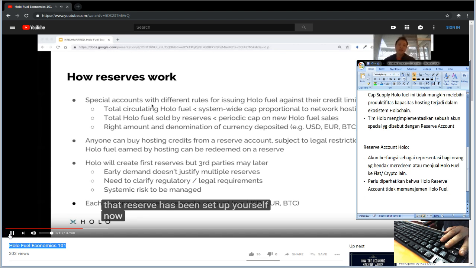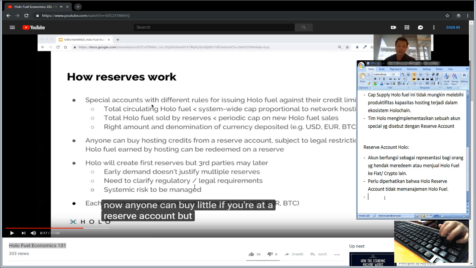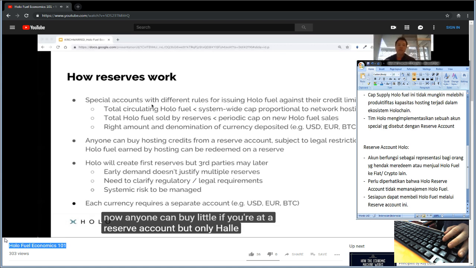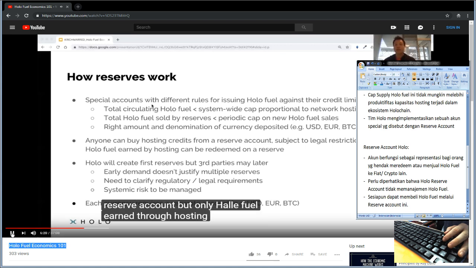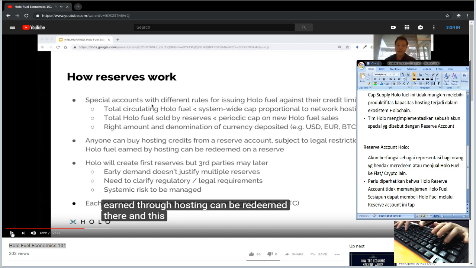Now, anyone can buy Holo Fuel at a reserve account. Sesiapapun dapat membeli Holo Fuel melalui reserve account ini. Oke. Lalu but only Holo Fuel earned through hosting can be redeemed there. Tapi ada syaratnya ya.